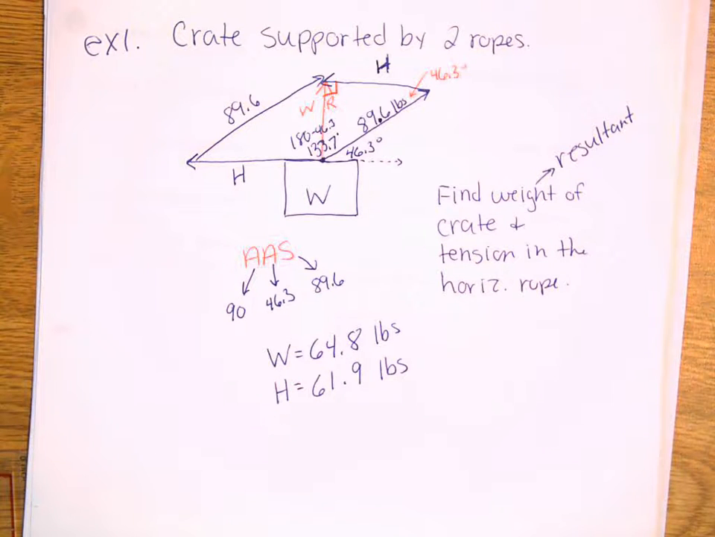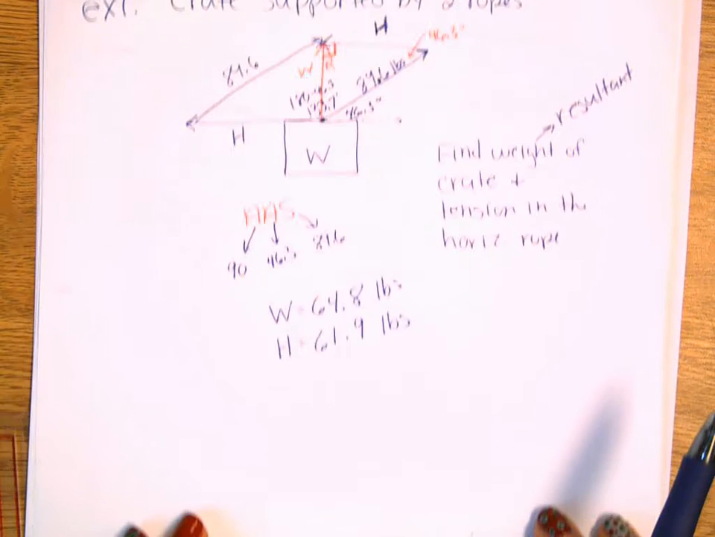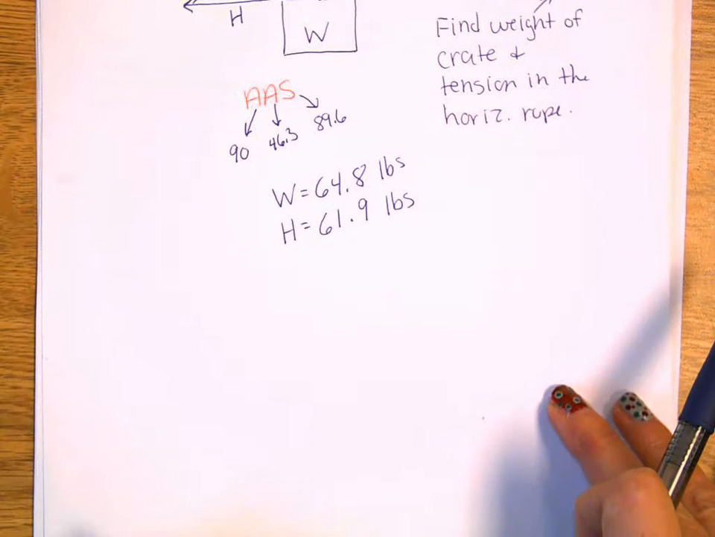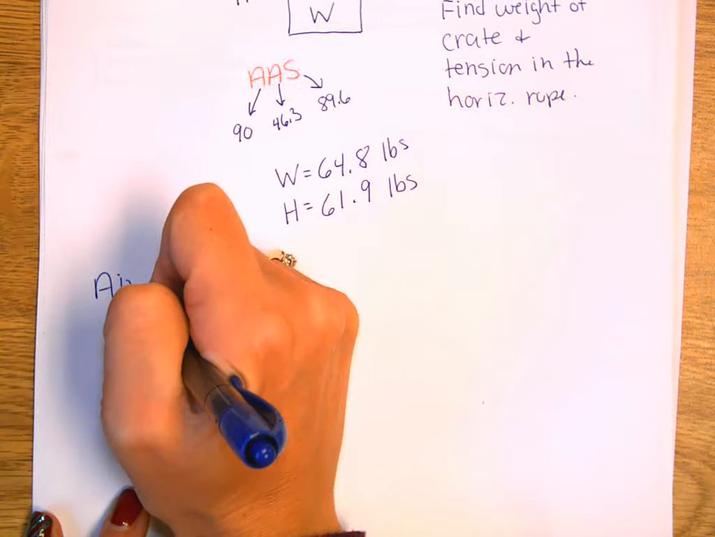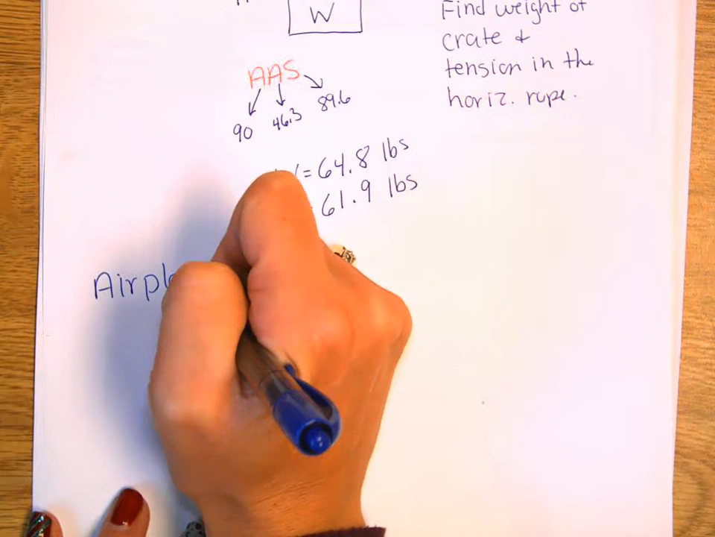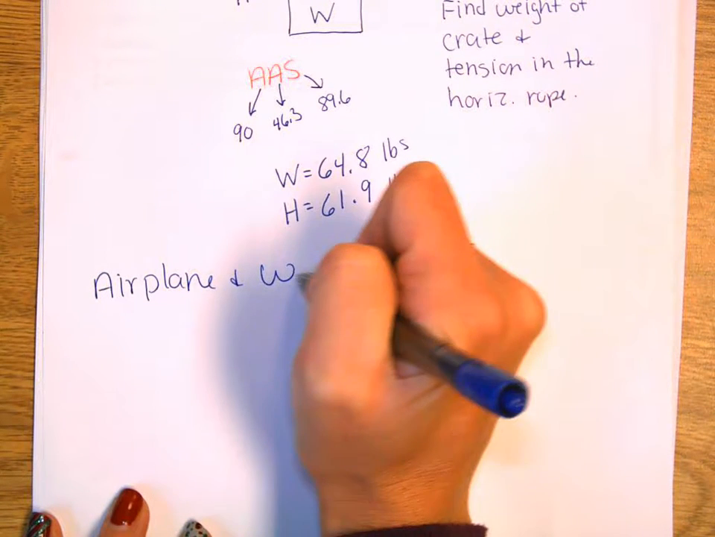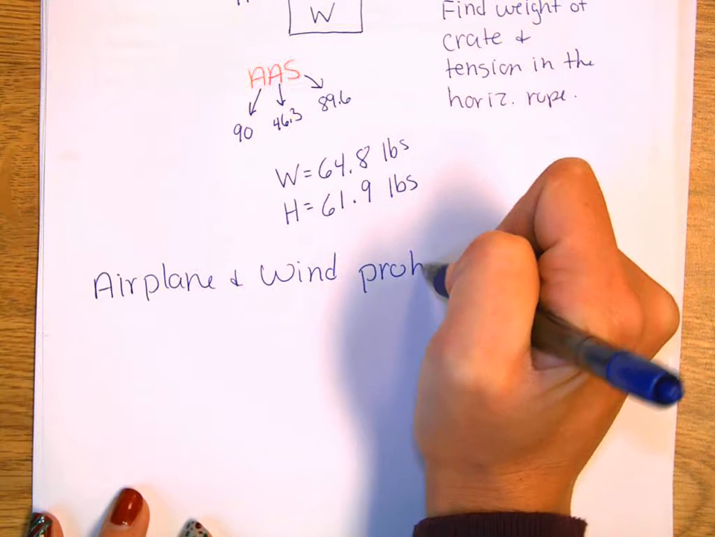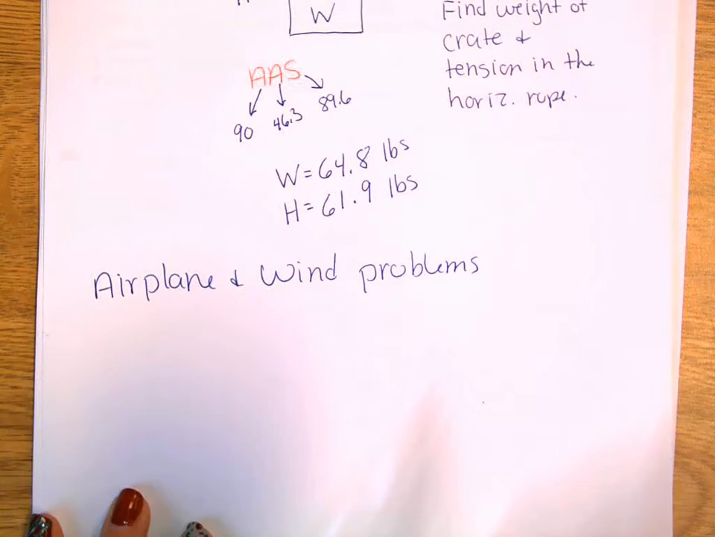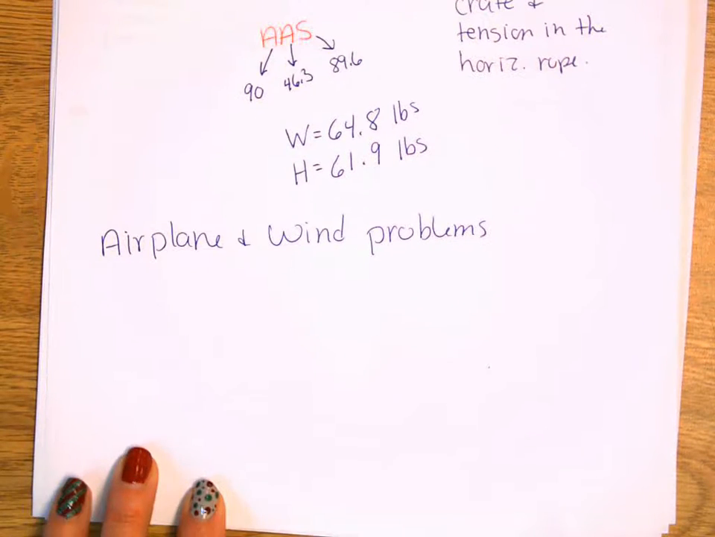Okay, now we're going to be a weatherman. This is the part that gets confusing, the airplane up in the sky with some wind pushing it around. So we've got our airplane and wind problems to talk about. Is this example 2? Not yet. You don't know enough about this to do example 2 yet. Airplane and wind problems.